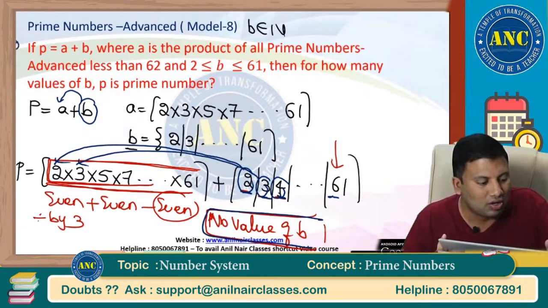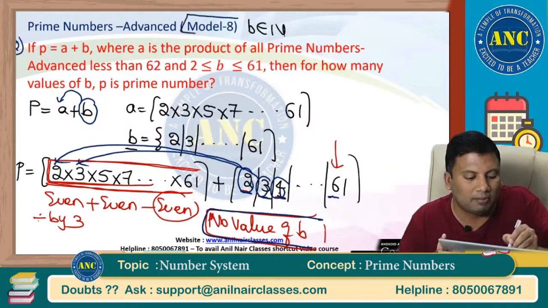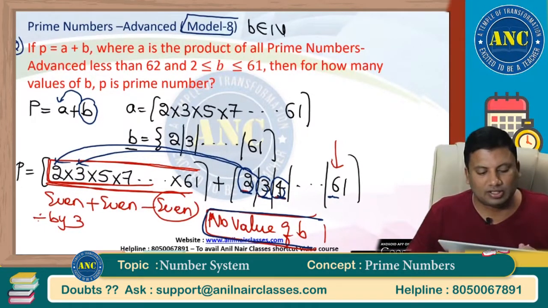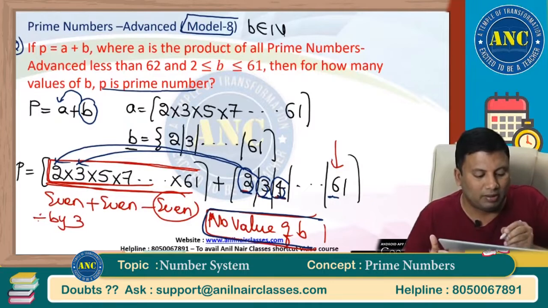Good question, sir. Question number 2. We are in model number 8, models only on prime numbers. How many values of B make P a prime number? Zero values.